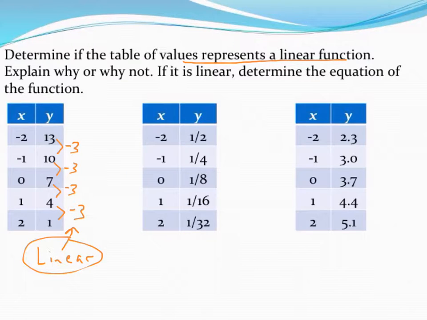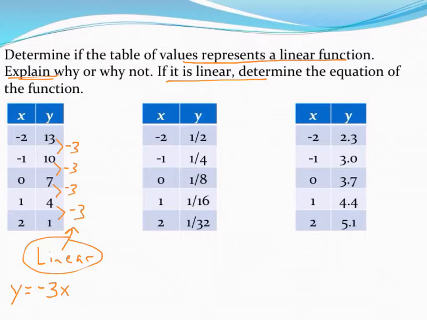So, as far as my explanation goes, I have that constant rate of change. If it is linear, they want us to determine what that function is. Again, they've made these very easy for us. I'm going to write this in slope-intercept form. My rate of change is my slope, so my slope this time is -3x. And then I also need a y-intercept.